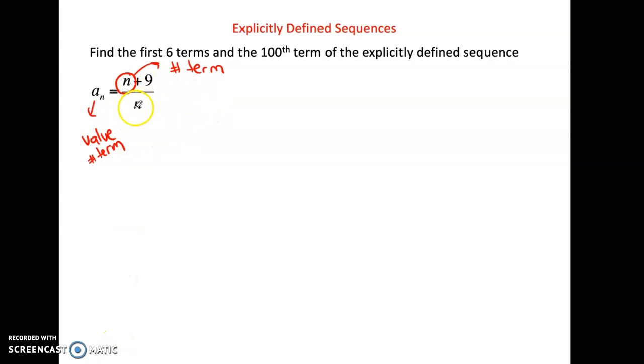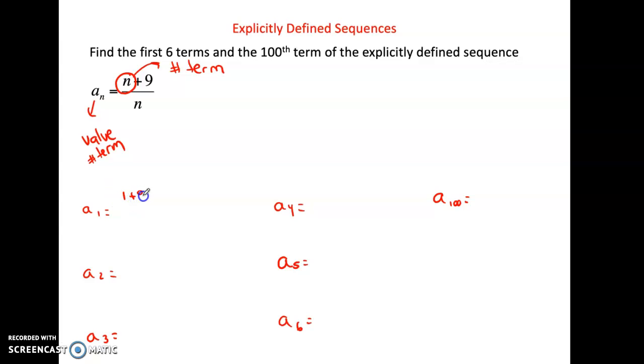So they want us to find the first 6 terms of this sequence and then the 100th term. So we are going to solve for what a sub 1 should equal, what a sub 2 should equal, what a sub 3 should equal. So again, it's the nth term, the value of the nth term. And then what a sub 4 should equal, a sub 5 should equal, a sub 6 should equal, and then we're going to answer a final question, what a sub 100 should equal. How do we do that? Again, you're going to substitute n into the expression.